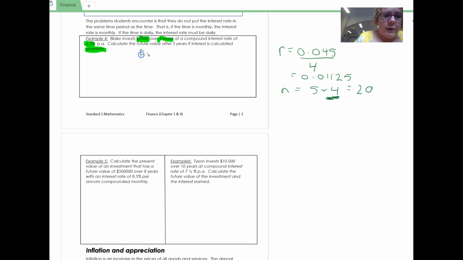So future value equals present value times (1 plus R) to the N. It's important we write the formula so we've said to the examiner I understand what the question's asking. 7,000 times (1 plus 0.045 on 4) to the 20.